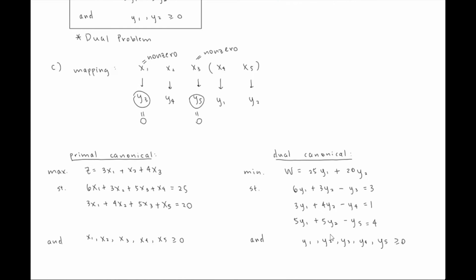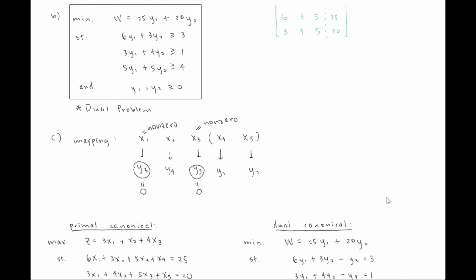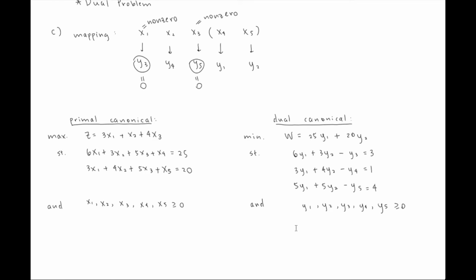Now, using our dual formulation here and subtracting some slack variables, we arrive at our dual canonical formulation, which is right here. We have now converted our system of inequalities to a system of equalities, and given the fact that we know that y3 and y5 are equal to 0, we can solve for the rest of the variables. And let's go down to look at those values.